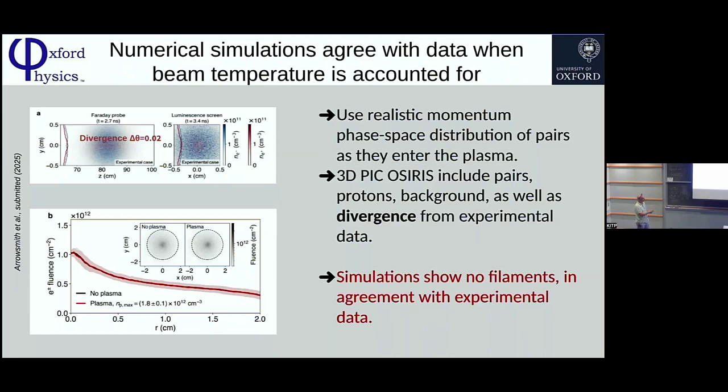The background is not constant, as it changes in space. You need to include that the beam has some temperature, so there is a finite divergence. And when you put all of this together, then the prediction from the simulations, which is this one at the exit of the plasma cell, agrees with what we see in the experiment, where we don't see any evidence of a filamentary structure, because that means that the instability is still at very, very early stages.